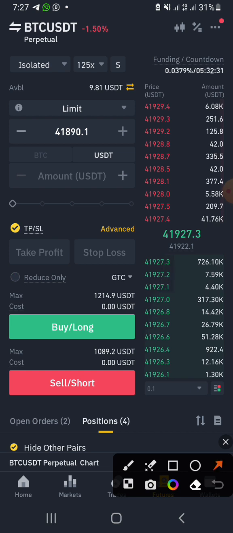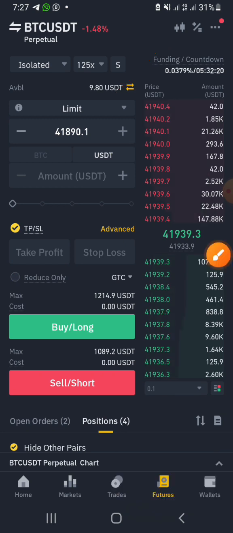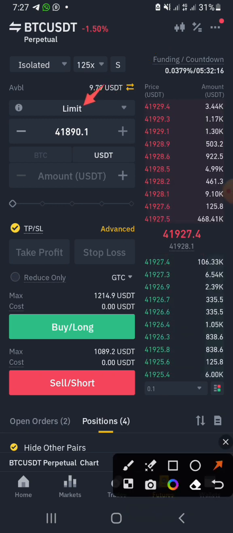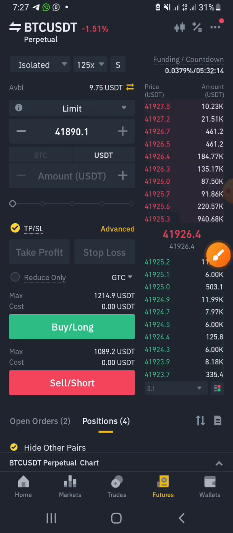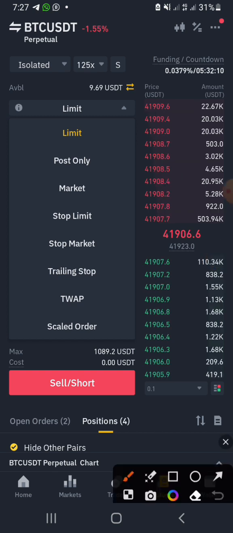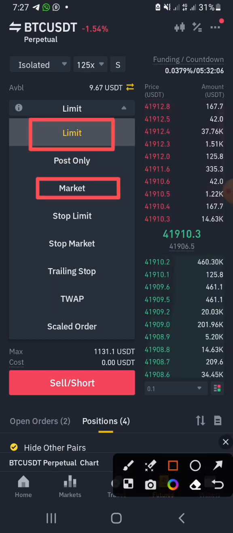While you are trading, you can always look at your chart over here, this arrow. You click on the arrow and you see the chart of the pair you are currently trading. With that being said, let me go over to the next part, which is very important: the limit and the market order. Now if you click down, you can see different options here, but what you mainly need to understand is the limit as well as the market.